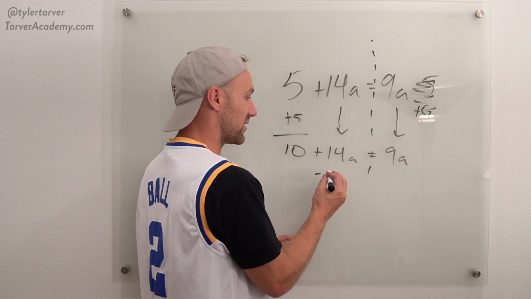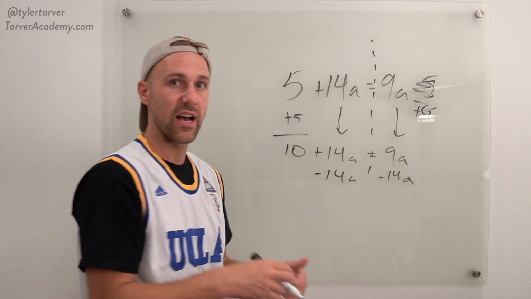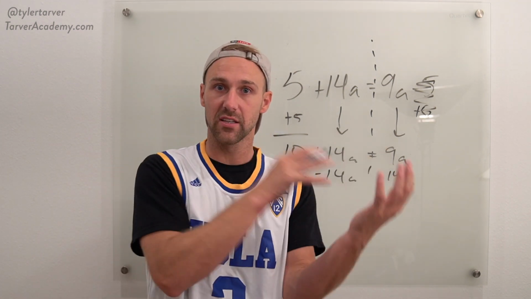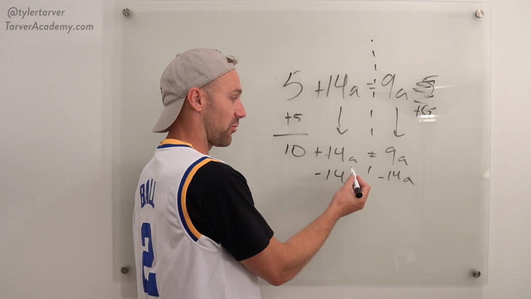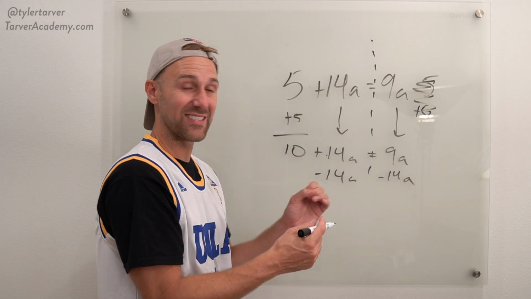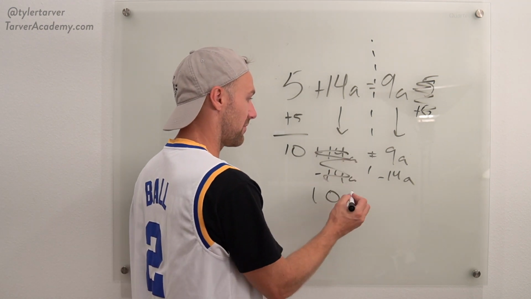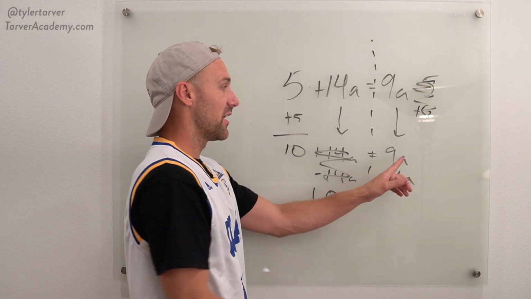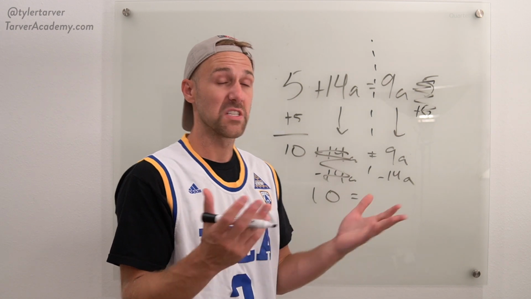So I've got to get rid of what's with the a, which is 14. So I'm subtracting 14a to the other side. I'm always going to do the opposite of whatever it is to get it to the other side of the equal sign. Positive 14a minus 14a is 0. So this cancels out. That's why we did it. I'm bringing my 10 down, bringing my equal sign down. And then what is 9a minus 14a? It's -5a.